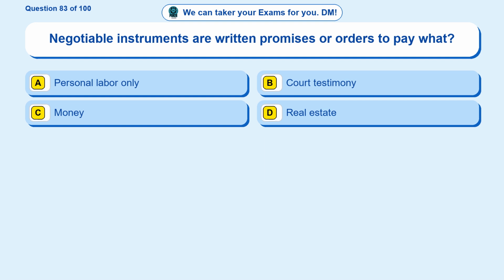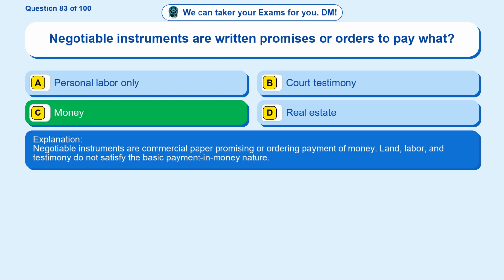Question 83. Negotiable instruments are written promises or orders to pay what? Option A, personal labor only. Option B, court testimony. Option C, money. Option D, real estate. The correct answer is option C, money. Negotiable instruments are commercial paper promising or ordering payment of money. Land, labor, and testimony do not satisfy the basic payment in money nature.